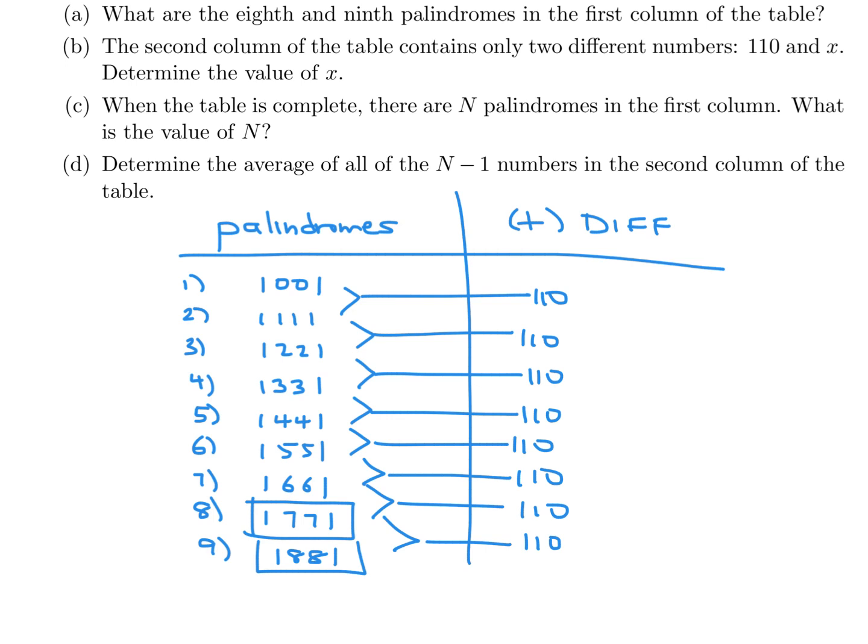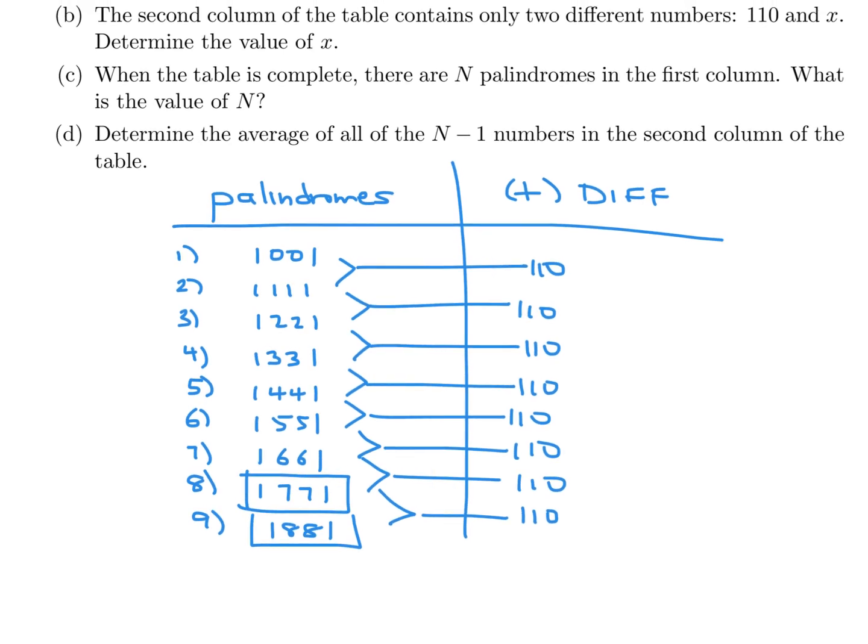Part B: the second column of the table contains only two different numbers, 110 and x. Okay. So that's pretty much what I was thinking of, that they're all 110? And this part B basically is saying that there's going to be two differences, 110 and something else, and they want you to figure out that something else. Well, to figure that out, you just have to keep extrapolating here, just keep coming up with differences. Well, so far I keep getting 110.